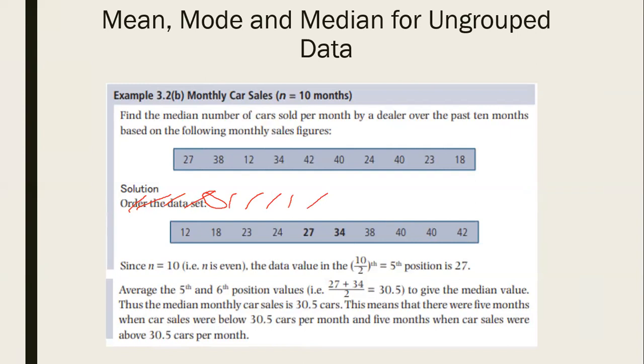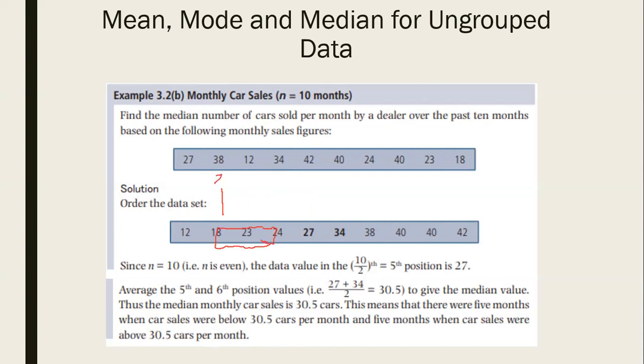Even if we do this by taking 34, it means that the values before 34 are 5, and after 34 it's 4. So 34 does not divide the data into 2 equal halves. We need a value that is in the middle of these two. So we calculate the average of these two values: 27 plus 34 divided by 2 gives you 30.5.